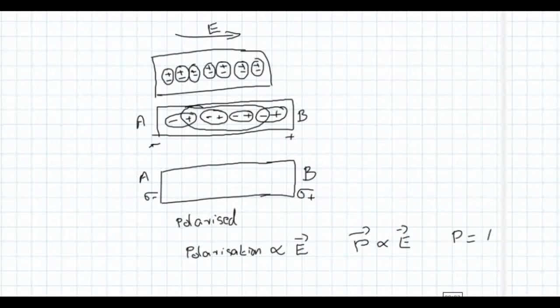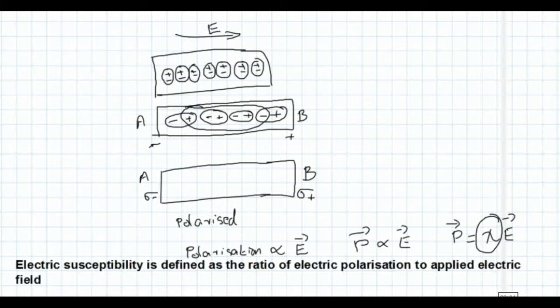Therefore we can write polarization P is equal to a constant into E, P = χE, where this letter is called chi. Chi is called electric susceptibility. Now we can define electric susceptibility by taking the ratio of P by E, right? If P is equal to chi into E, then chi is equal to P by E. Therefore, electric susceptibility is defined as the ratio of electric polarization to the applied electric field.